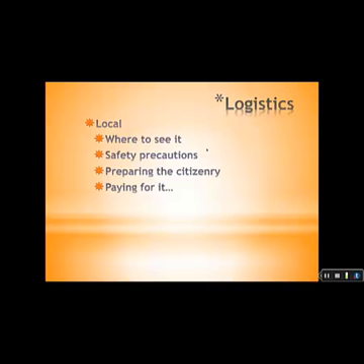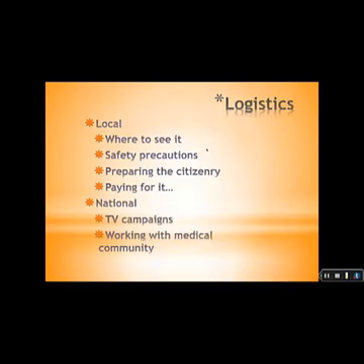Preparing the citizenry. I want everybody to know about this. I want people to be having parties. I want to make sure that all of us that are professors are ready to have their class go outside and incorporate it into their classroom. We've got to pay for it. There's going to be some costs involved in this, so I'm still working on how we do that. There's going to be some fundraising needs to happen.